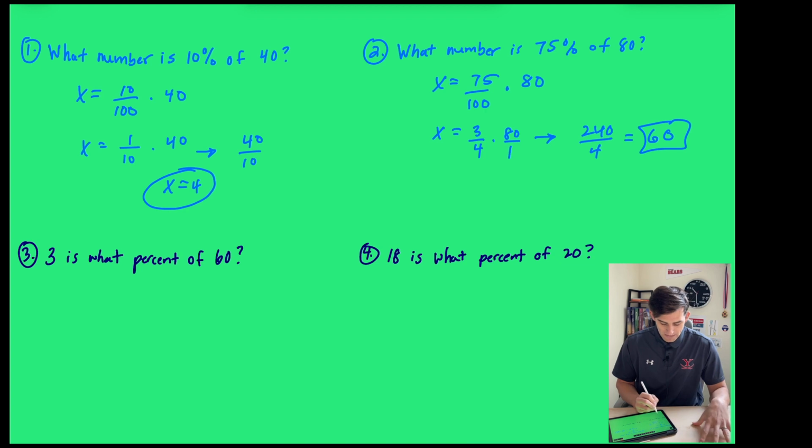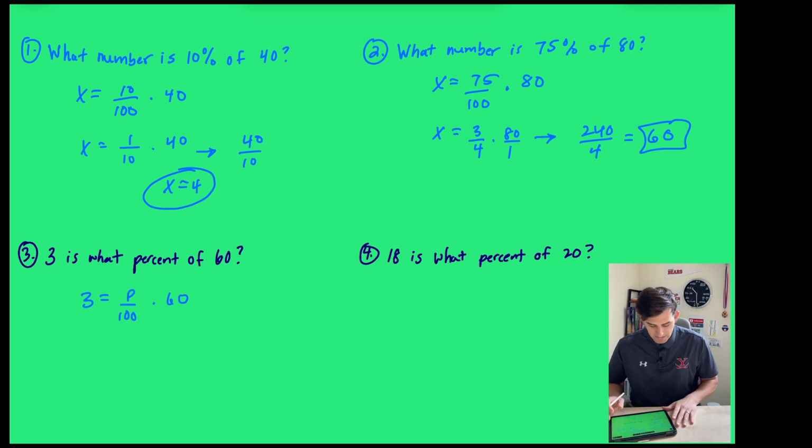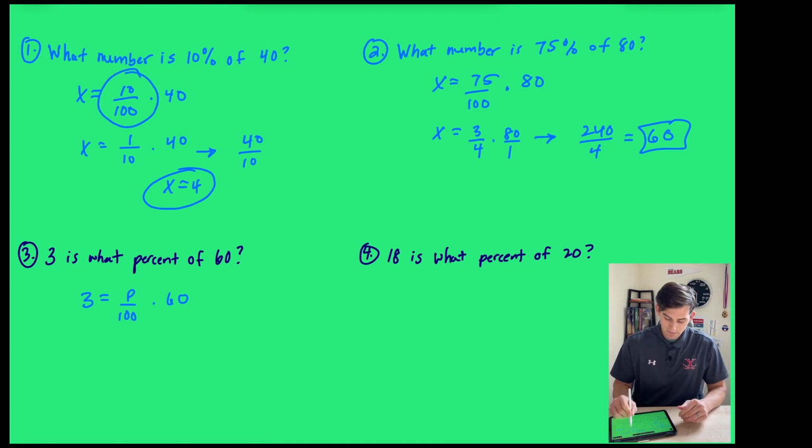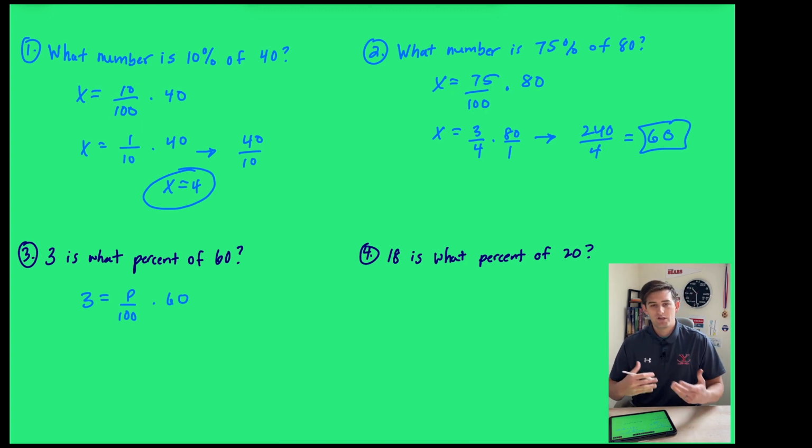So x would be our part of our whole number. So that's going to be 3. So we're going to say 3 is equal to x over 100 times 60. Actually, instead of x, let's use p, because that's the variable we used in our equation at the very beginning. Now notice how I wrote this over 100, because that's what we did in examples 1 and 2. We wrote those percentages as a fraction over 100. It's going to make it easier for us to solve for our missing percent.